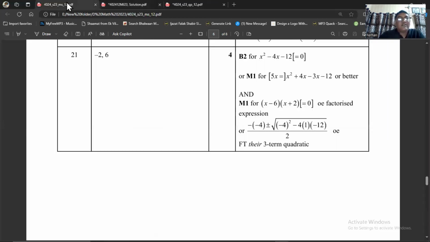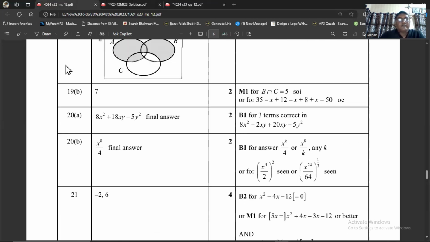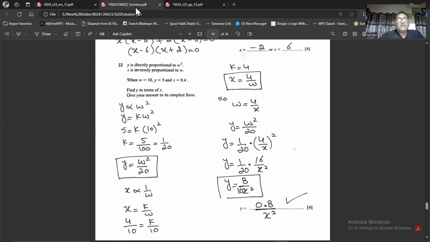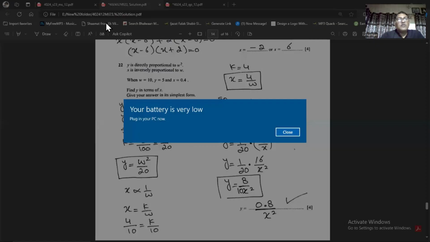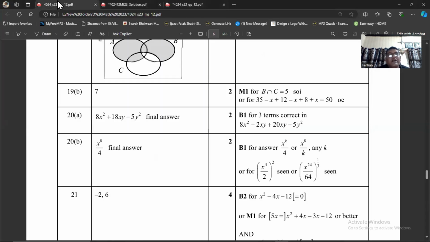So let's check. This is question number 2 by. So let's have a look at the marking scheme. What the marking scheme says, it says x 8 divided by the 4.